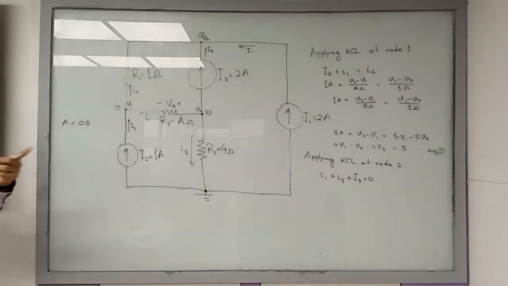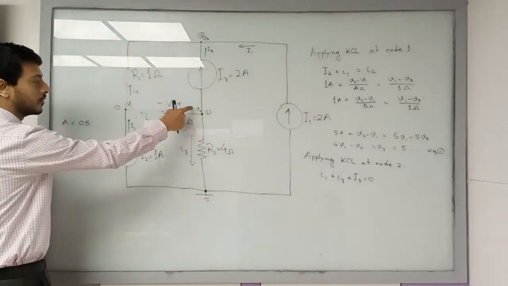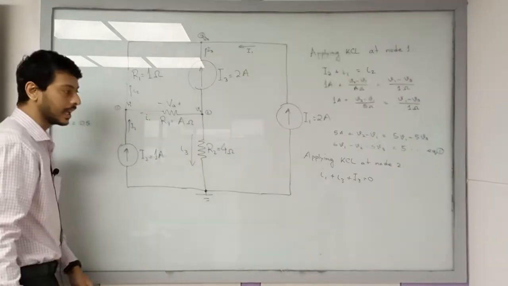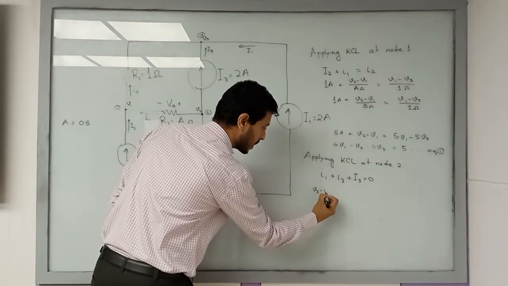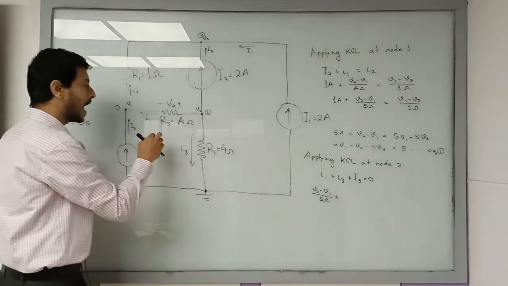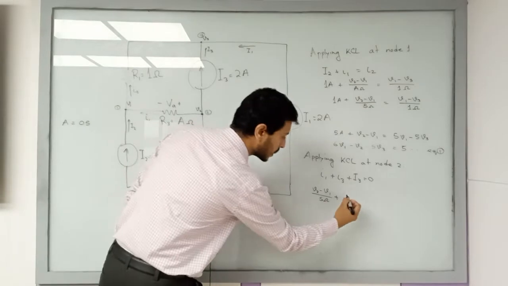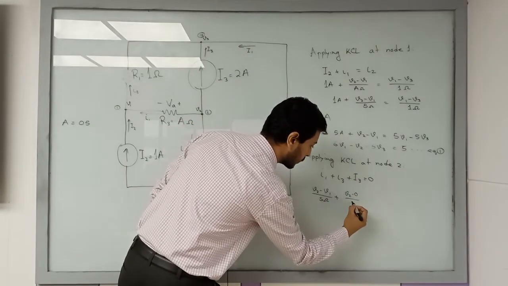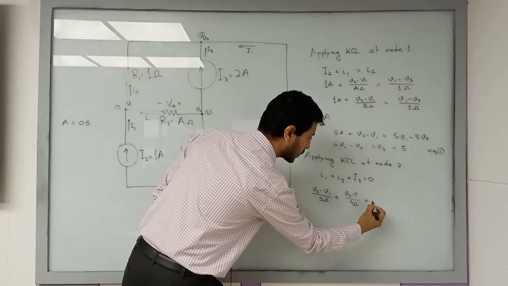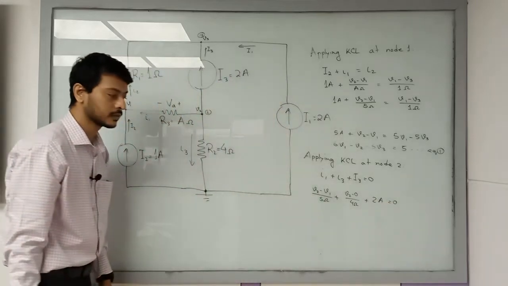Now apply the same Ohm's law and change the current into voltage again. Capital I3, you know, 2 ampere, just put it over there. And small I1, what is your small I1? V2 minus V1 divided by 5 ohm. Plus small I3, what is I3? V2 minus 0 divided by 4 ohm. And your capital I3 is 2 ampere, equal to 0. Okay?